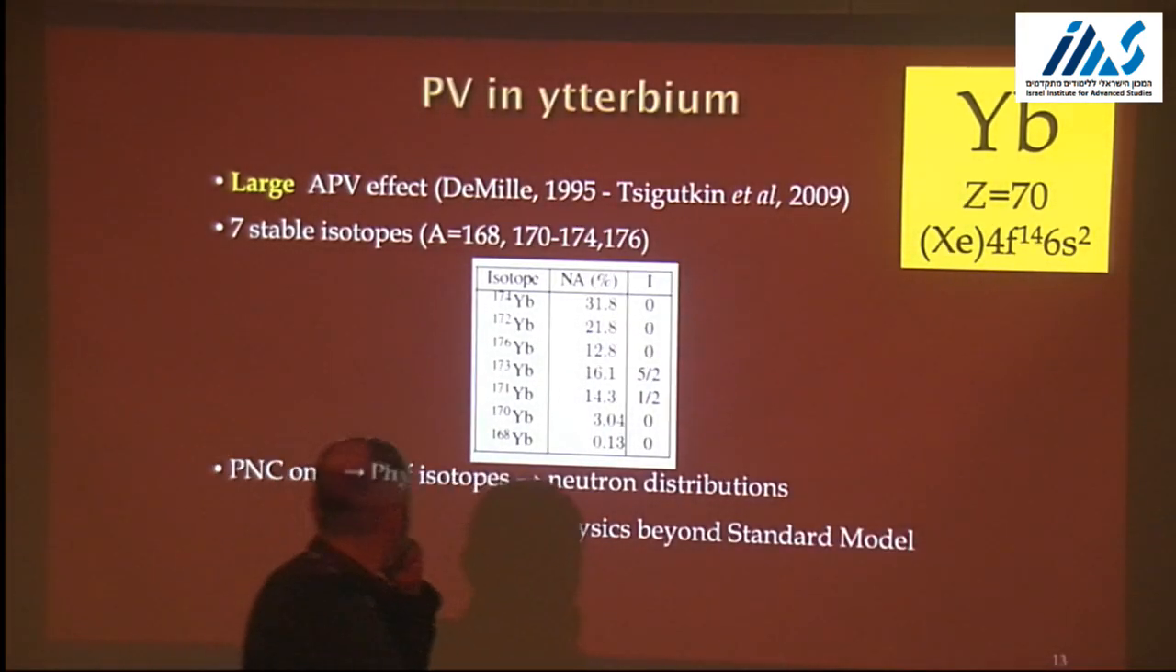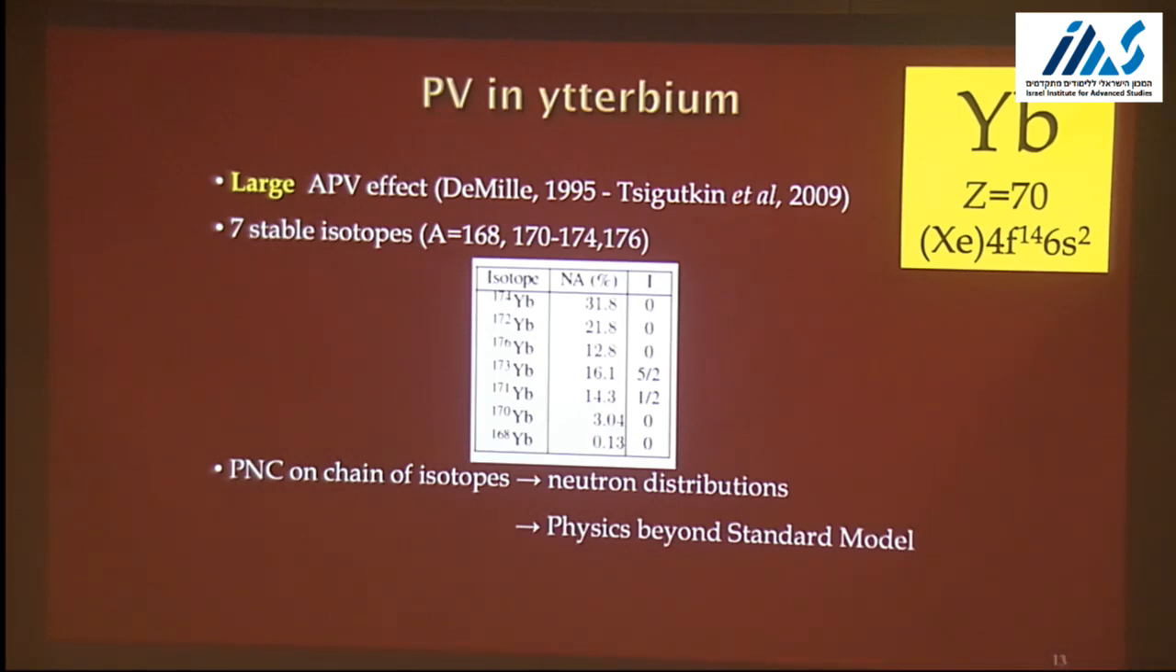So, Ytterbium. Ytterbium is a rare earth atom. It has Z equal to 70. Atomic number is 70, so it's heavy. Z cubed is large. The ground configuration is this. It's a xenon atom with closed shells, and on top of that there is a 4f shell here, and two 6s electrons. So despite the fact that it's a rare earth atom, all of the shells are filled, in the sense that its spectrum is very similar to the alkaline earth atoms. Now, I mentioned in the very beginning that you need to choose electronic configurations that are proper.